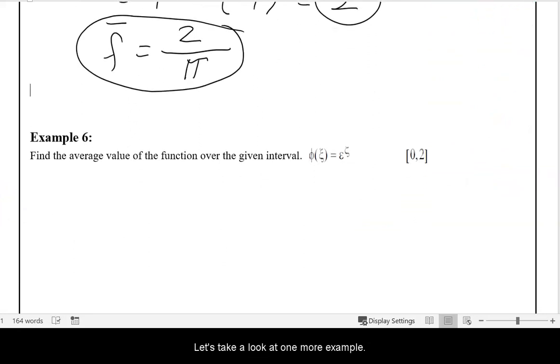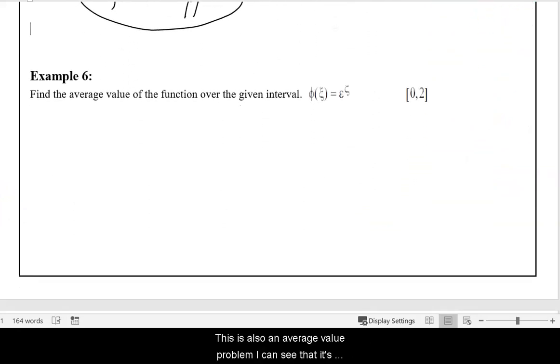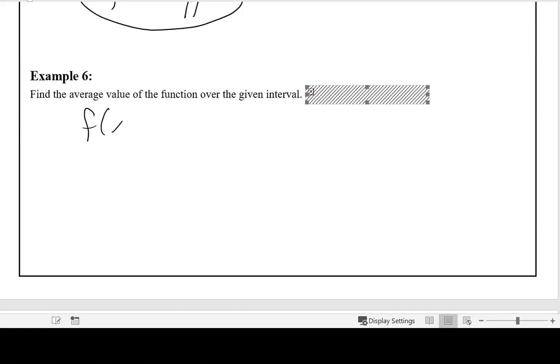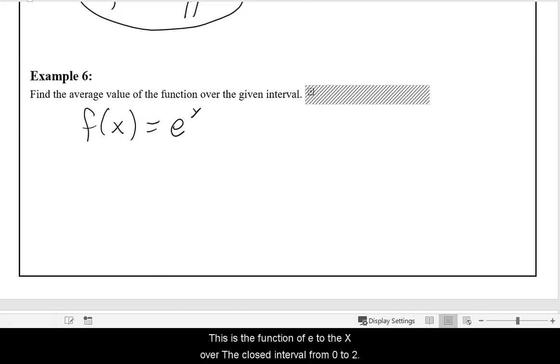Let's take a look at one more example. This is also an average value problem. I can see that it's messing up a little bit, so let me write down the function for you. This is the function e to the x over the closed interval from 0 to 2.